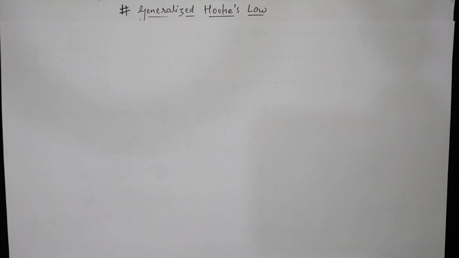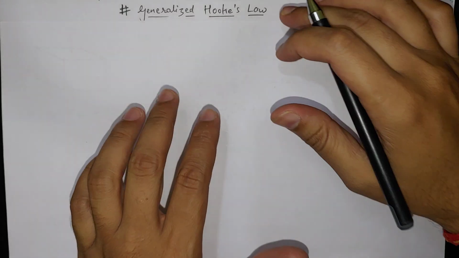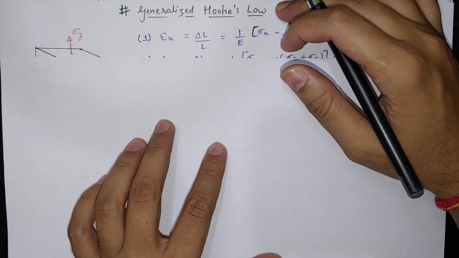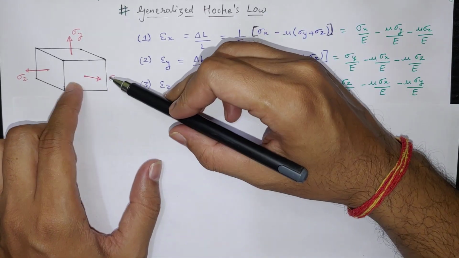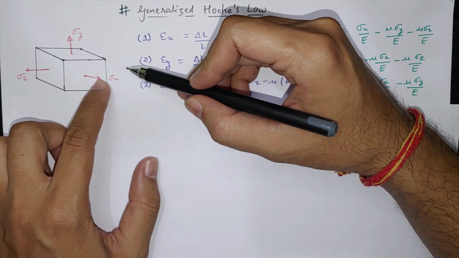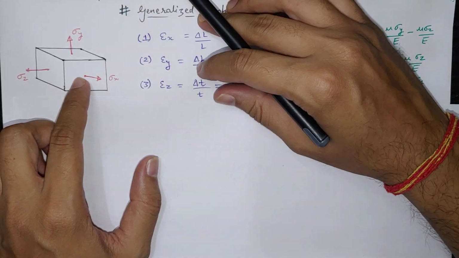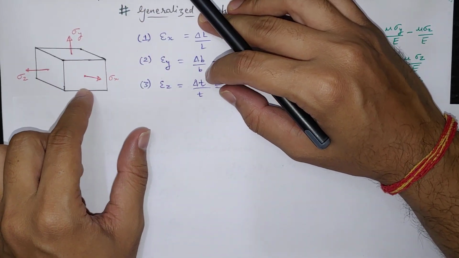In this video, we will see generalized Hooke's law. So we all know that Hooke's law is stress is proportional to strain. So here we have sigma x in one direction, sigma y and sigma z are in perpendicular direction. All three are in different directions.